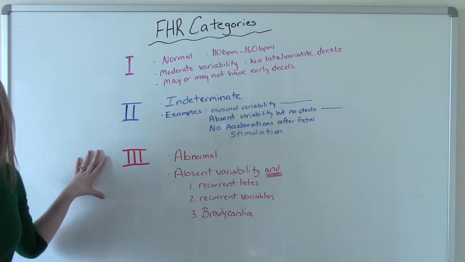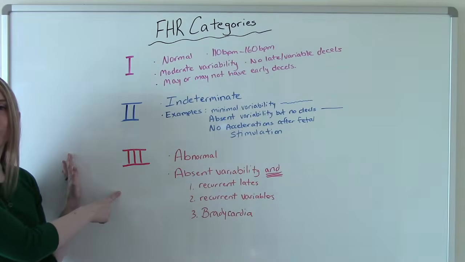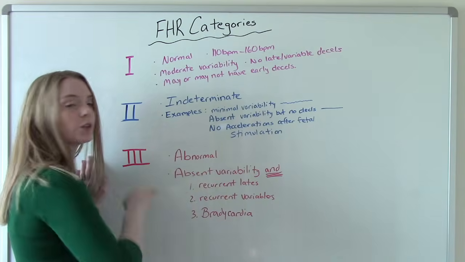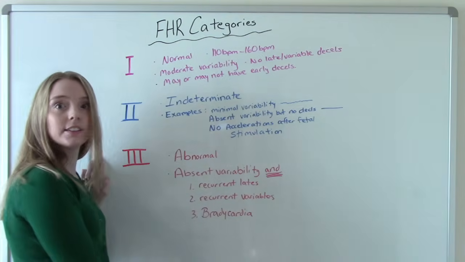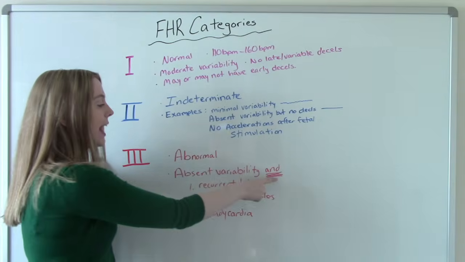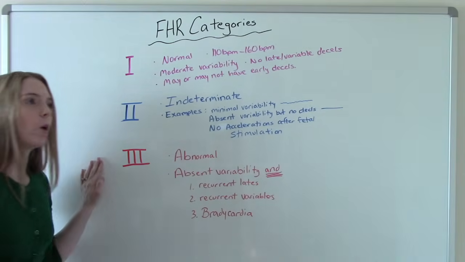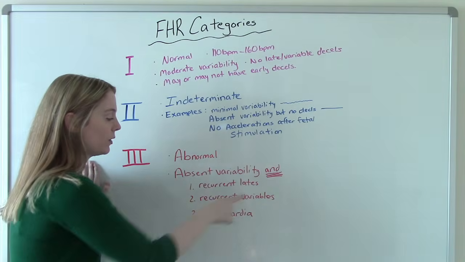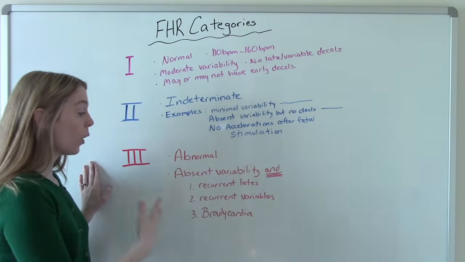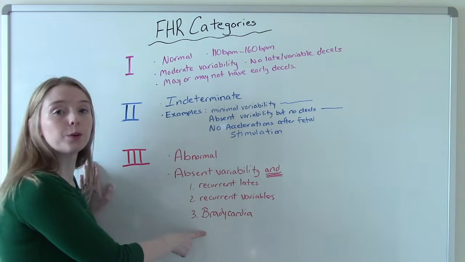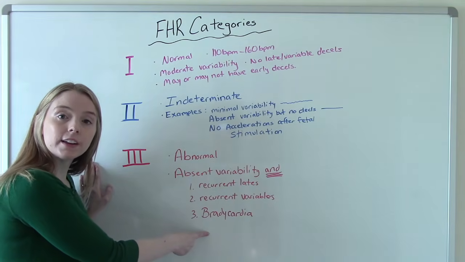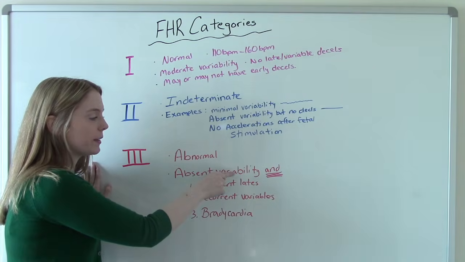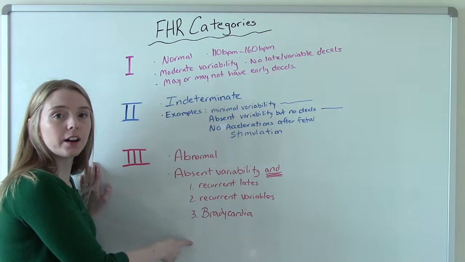And then the final one, the bad one, the abnormal one, is category 3. So category 3, you have to have absent variability, so a flat line, and one of these other things. So you can have absent variability and recurrent lates, so absent variability and multiple late decelerations, absent variability and recurrent variable decelerations, or absent variability and fetal bradycardia. Because if you remember from the beginning of the video, bradycardia indicates hypoxia, so lack of oxygen to the baby. So baby's not being variable and they're having a low heart rate under 110.